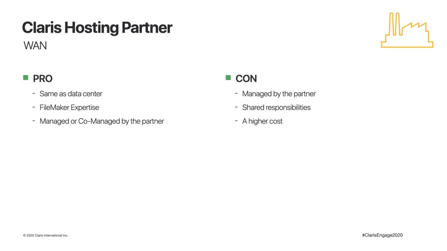The third option is having a look to a Claris hosting partner. There are a couple of them in the market. So you have the same advantages as in a data center, but they have the FileMaker expertise and skills. Depending on the hosting partner, they have different options. It could be that they do a complete managed hosting. That means that they take care of everything concerning your FileMaker server. So they manage the setup, they manage the installation, they manage the security, they manage the operating system. And the only thing you have to do is put your FileMaker files on this place and start using your application.